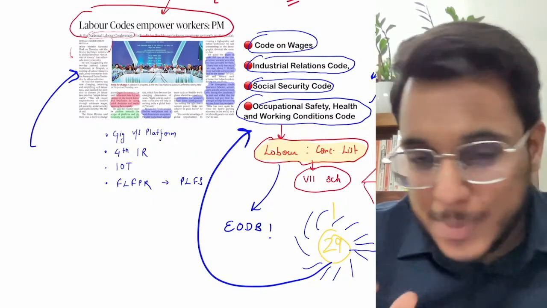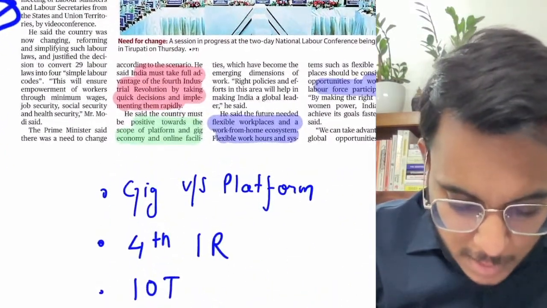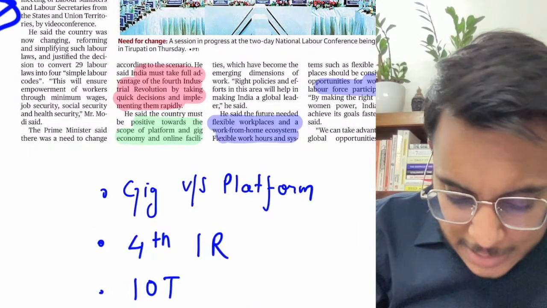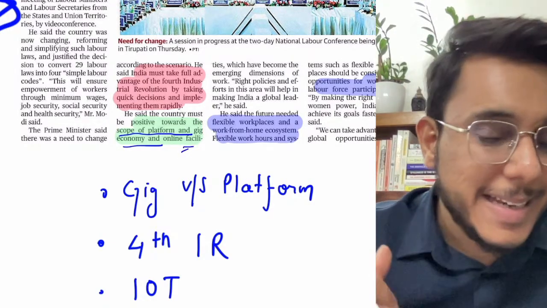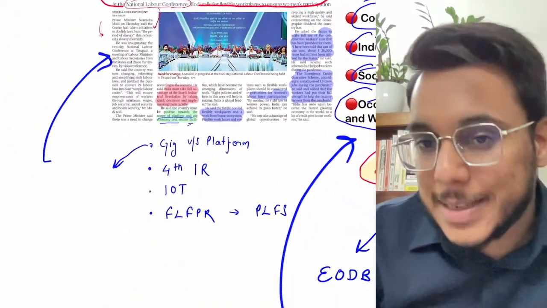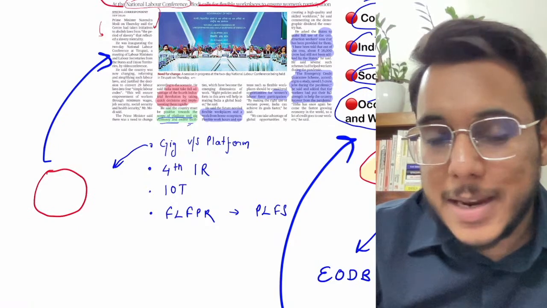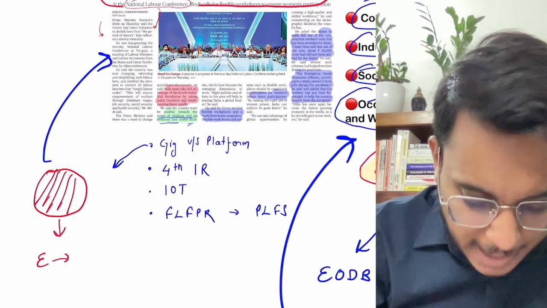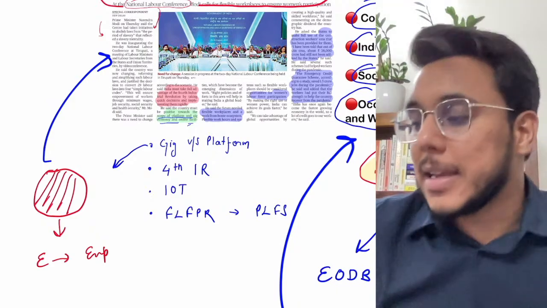Now, we will understand the basic messages given by the Prime Minister. First of all, the Prime Minister said that there is an increasing scope of the platform and gig economy and online facility. So he said that the gig and platform economy are increasing. Now for your UPSC examination, what do you mean by gig economy and platform economy? So guys, the gig economy refers to the section of the economy where the relation between the employee and the employer is a short-term, freelancing relation. That is the gig sector.